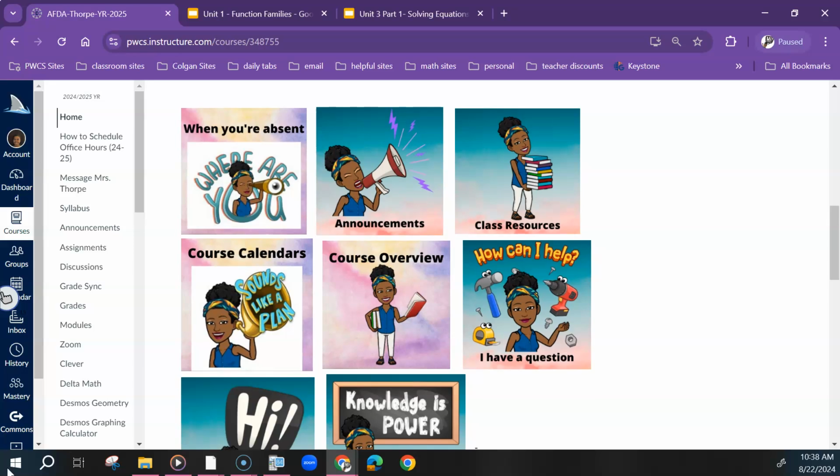Until you see the button that says class resources. So if you haven't signed in, do that first. Go into the class. On the home page, look for the button that says class resources.